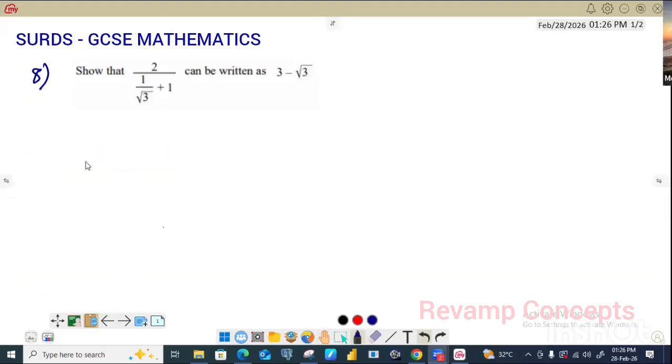All right, let's quickly solve this. We are to show that 2 over 1 over root 3 plus 1 can be written as 3 minus root 3. Now, the question is not difficult. It's just that we have to take some steps before we can solve the question. And I would advise that we treat the denominator first. Let's solve the denominator first.